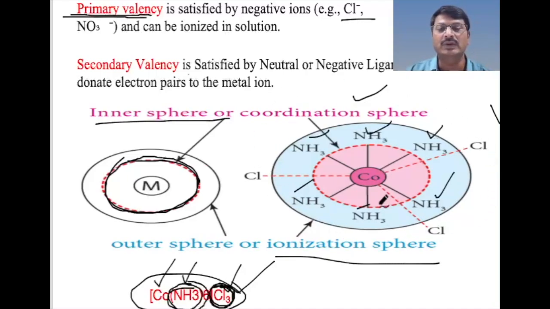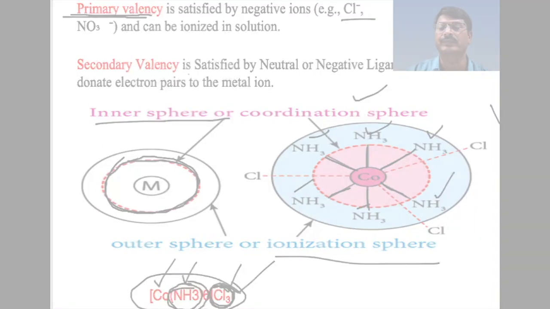That means when you are going to write the Werner structure of the coordinate compound, you write the secondary valency using the normal line and the primary valency using the dotted line. All the primary valency will be shown by the dotted line and secondary valency by the normal line. Like that you write the structure of the coordinate compound according to Werner theory.